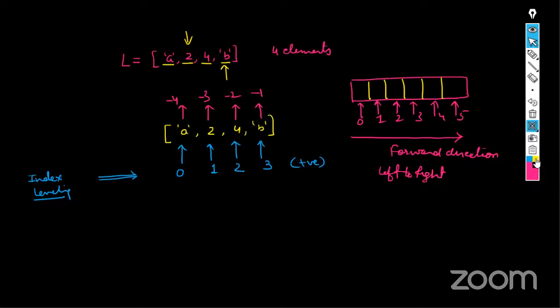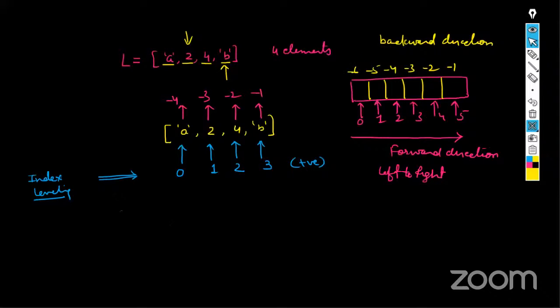At the same time, Python has given one more option to us. Negative direction means backward direction is also given to us. Means we will start moving from backward direction, from the last. So here this is index location -1, this is index location -2, this is index location -3, this is -4, this is -5, this is -6.